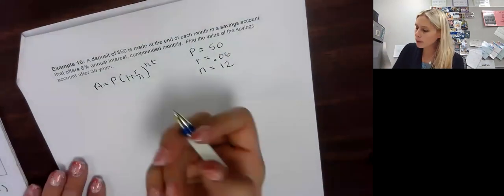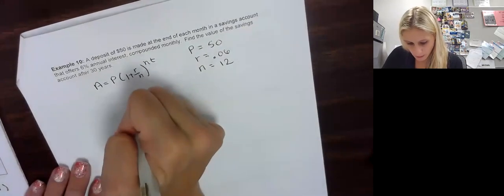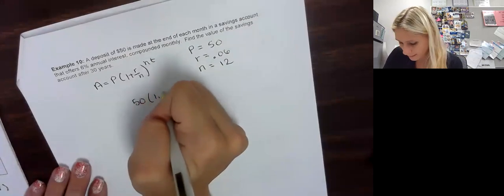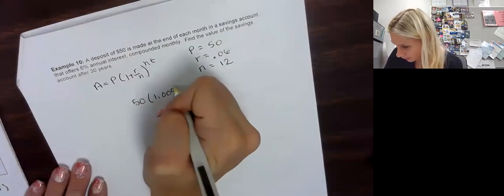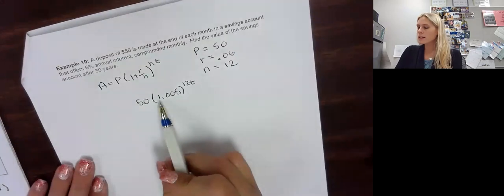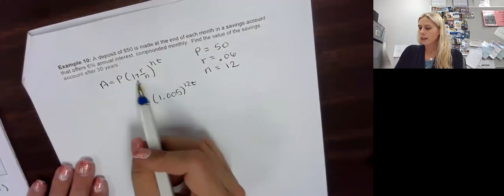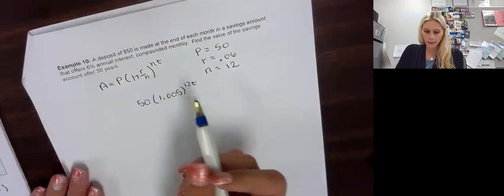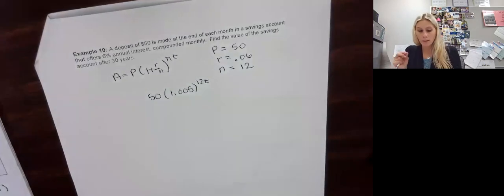All right, so if we were to reduce this, we find that we can reduce it to 50 times 1.005 to the 12t. Now, where did I get that 1.005? I got it right here, guys, when I said 1 plus 0.06 over 12. Since 12t is the number of months that compounding is taking place, and the payments are made at the end of each month, let's keep in mind that we're talking about 30 years.